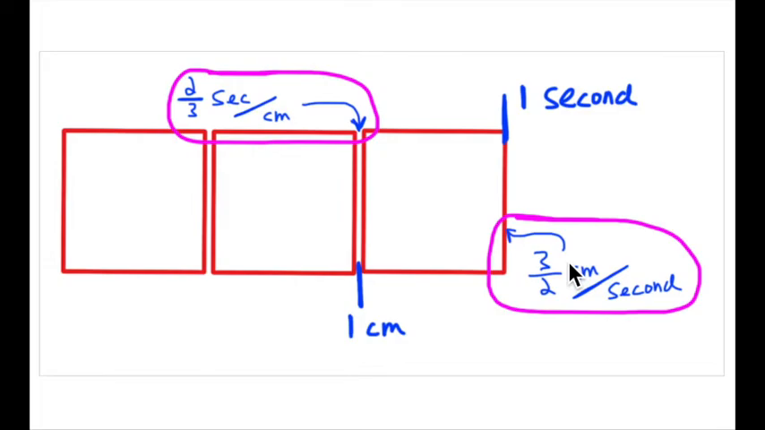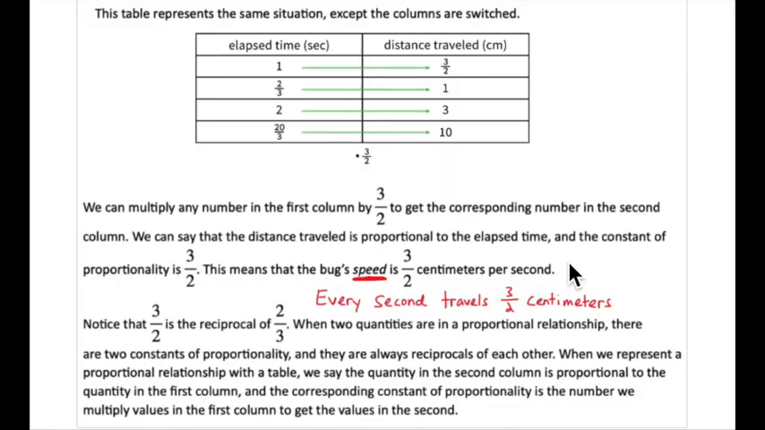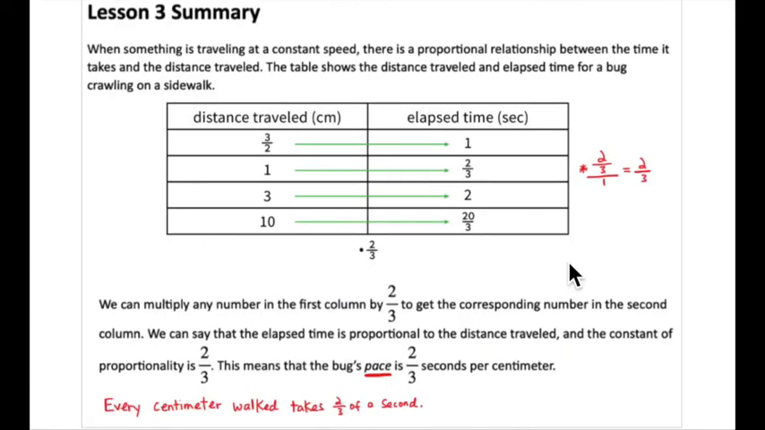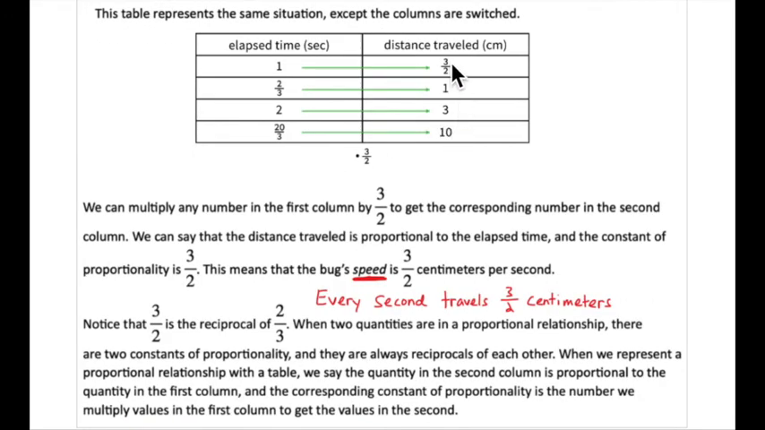These are hard things. Distinguishing between speed and pace just takes a long time. So pace is the amount of time it takes to travel a certain distance. So 2/3 seconds to travel 1 centimeter. And speed is the amount of distance traveled in a certain amount of time. So 3/2 centimeters in 1 second, per 1 second.